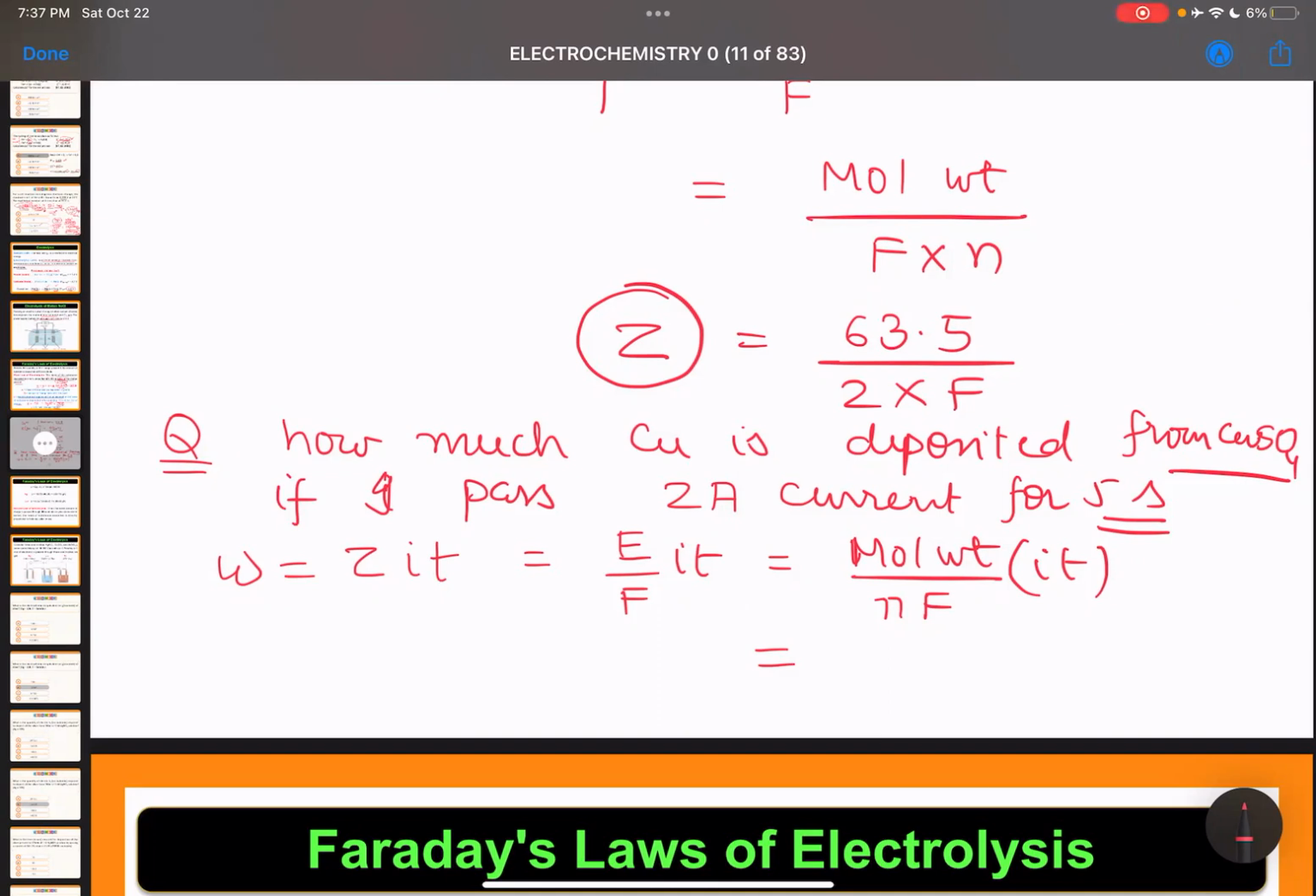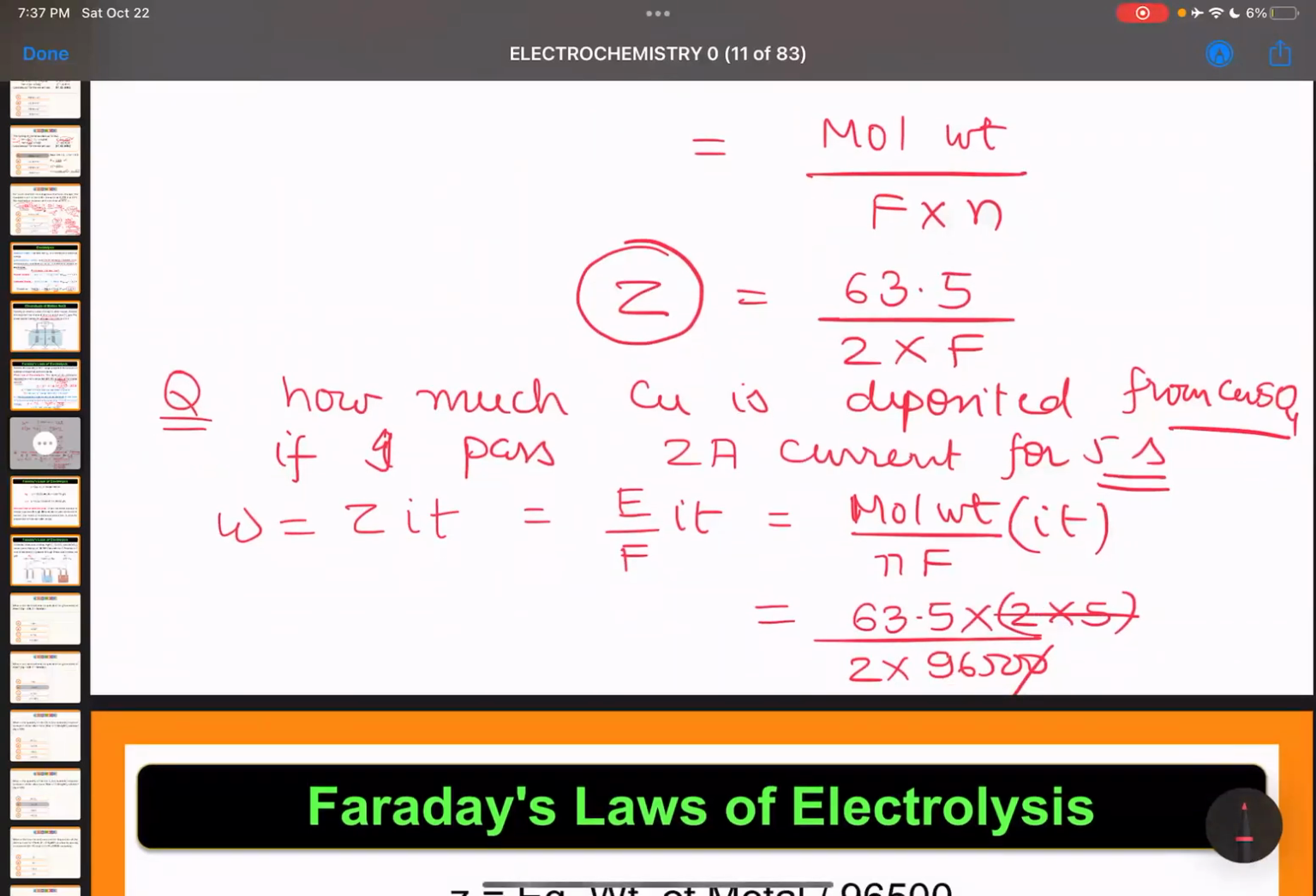So tell me how much is it going to be? 63.5 by 2 into 96500 into 2 ampere for 5 seconds. This is going to be 10. Clear?